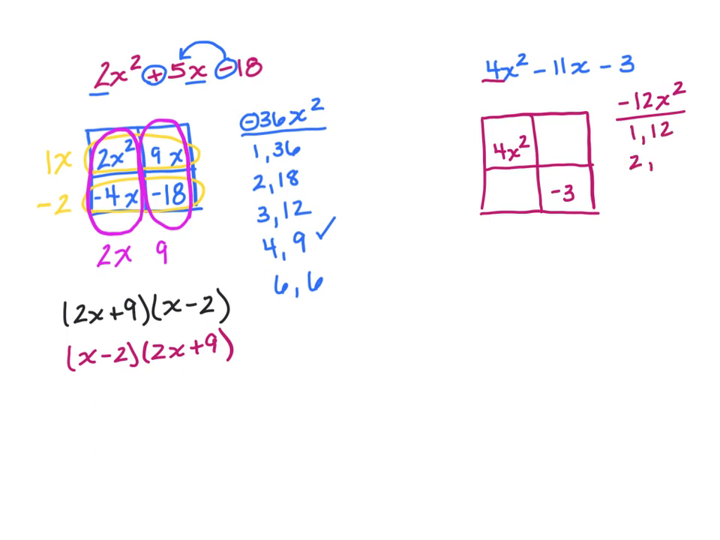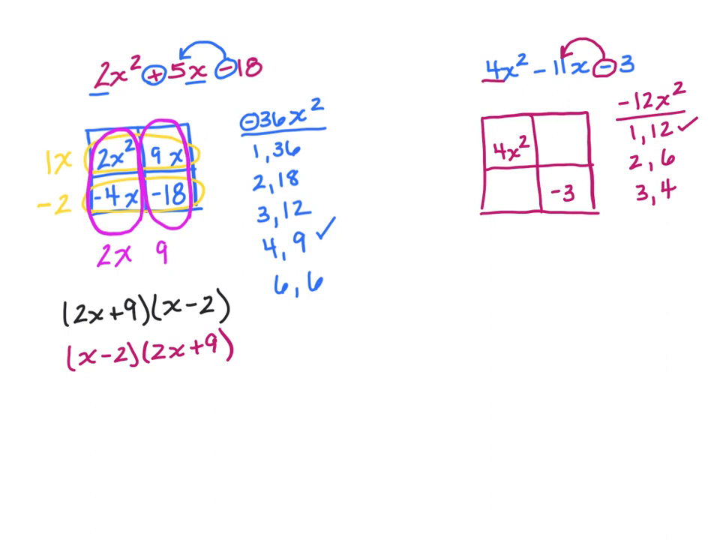2 goes into 12 6 times. 3 goes into 12 4 times. And then that's it. I've got all my options listed. Which one do I want to choose? Well, I want the pair that differ, because that's a minus sign, by 11. So if I go back and I say, what's 12 take away 1? That is 11. So right off the bat, I've found the pair I want to use.